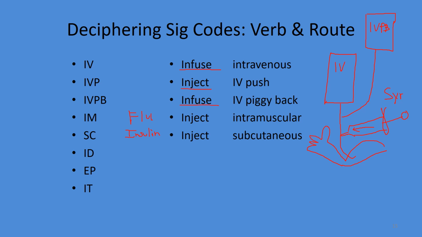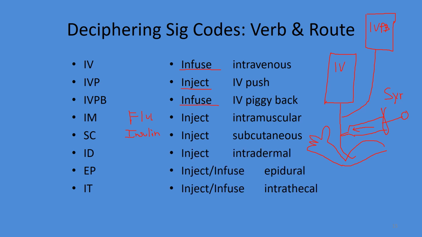And then we have the three least common for us in pharmacy. ID for intradermal. An example of that would be the TB screening. That's also the purified protein derivative. Epidural. We have 3 layers called the meninges covering our brain, which help protect us. In this case, epi means right above. So we're going to administer the medication right above the meninges.